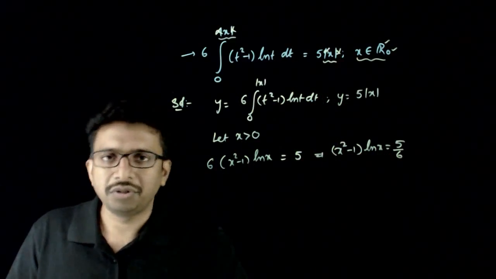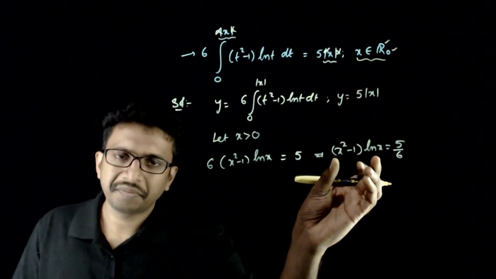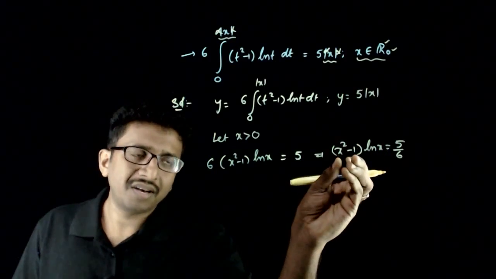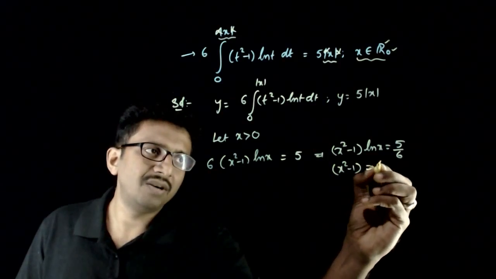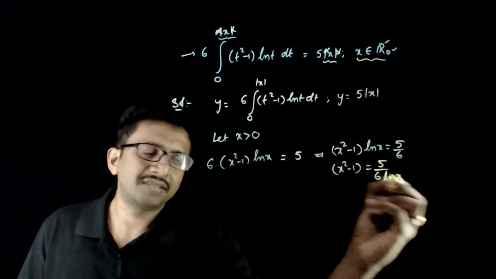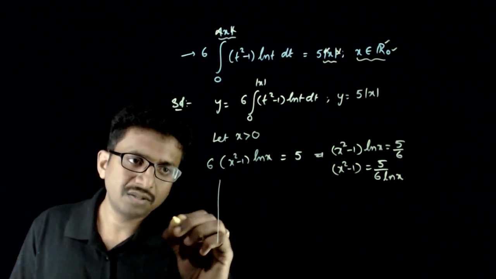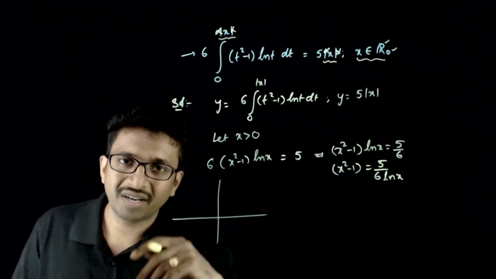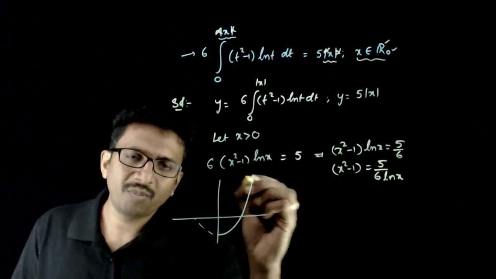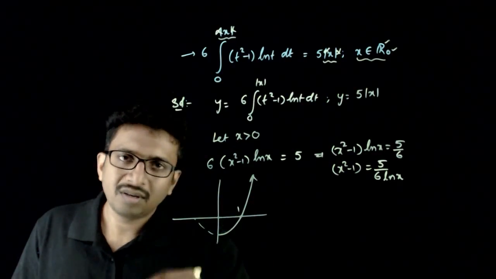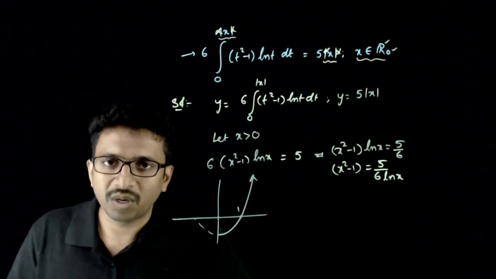Now what is the number of solutions to this? You just need to draw the graph of (x square minus 1) into log x. Or you can also think of it like this: x square minus 1 is equal to 5 by 6 times 1 by ln x. Now how do the graphs look? x square minus 1, you know that this is a quadratic curve. I am only interested in the positive side. It looks like a parabola which intersects the x-axis at 1.